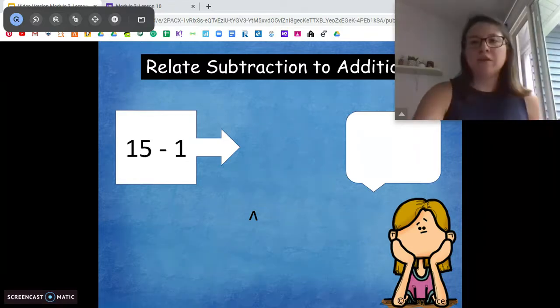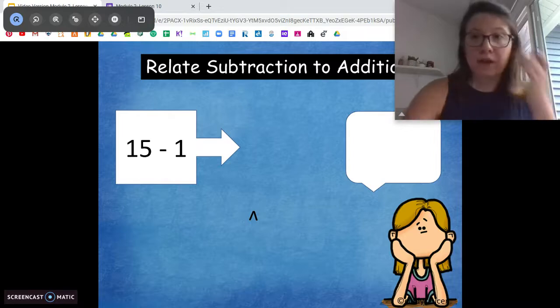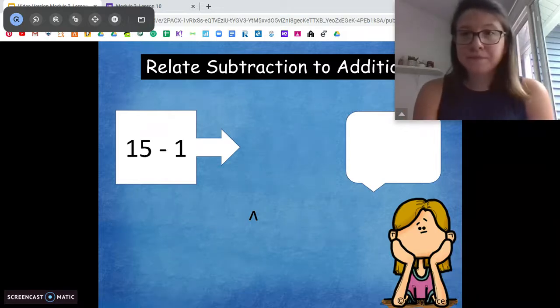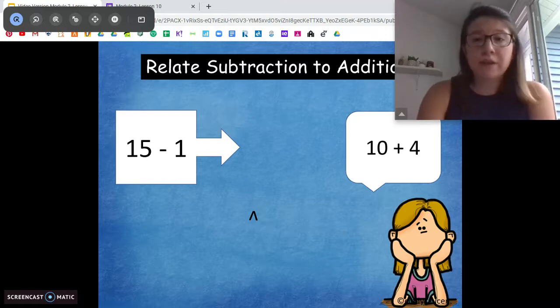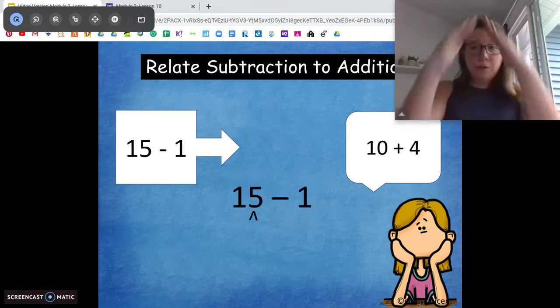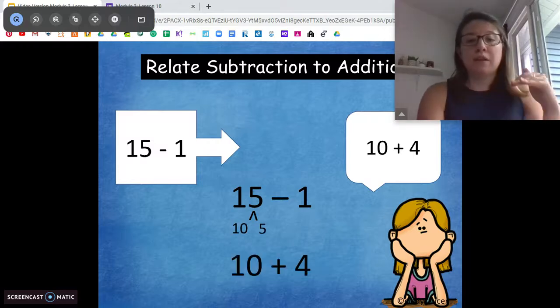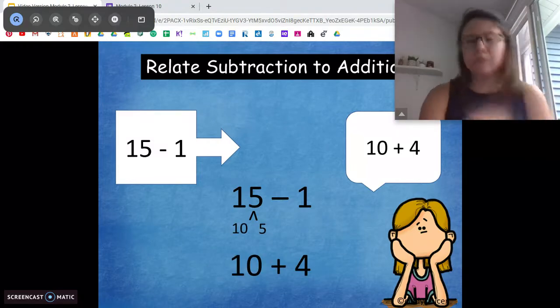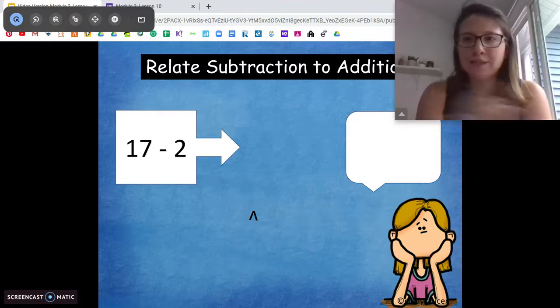I want you to try this one on your own. Pause the video, work through it, come back when you're ready to go over it. You ready? Okay. So 15 minus 1 is going to turn into 10 plus 4. We have 15. We decompose it into 10 and 5 ones. 5 minus 1 equals 4. 10 plus 4 is our 10 plus statement. Try this one on your own. Pause and go for it.